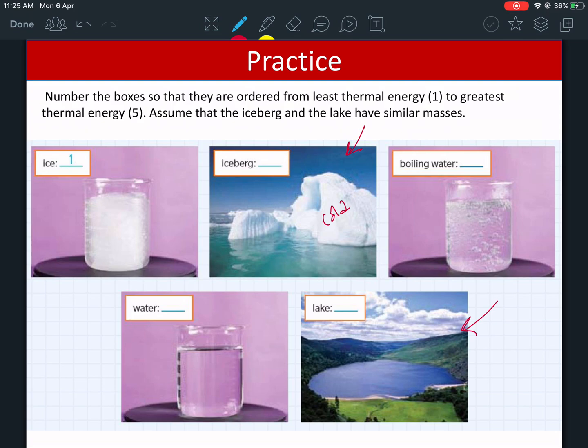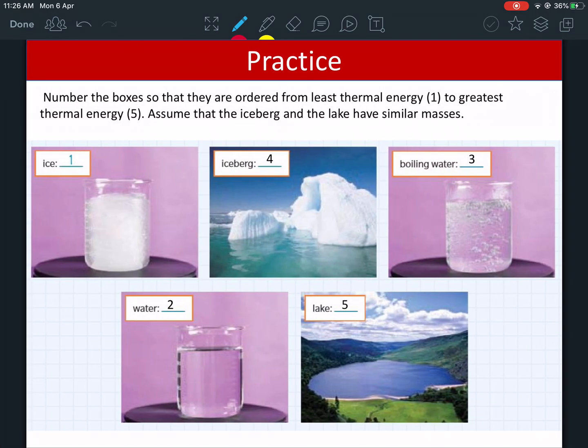So number one would be the ice, and then the water. Three would be the boiling water. We're going in order of which has more thermal energy. Boiling water has more than ice and has more than water. And then we go to iceberg, four, because it's large. The lake is five. This has the most kinetic energy because it's large and it's not cold. It's probably maybe cold in the winter, but still, because it's large, it has more thermal energy.